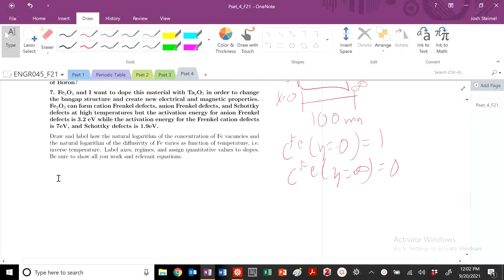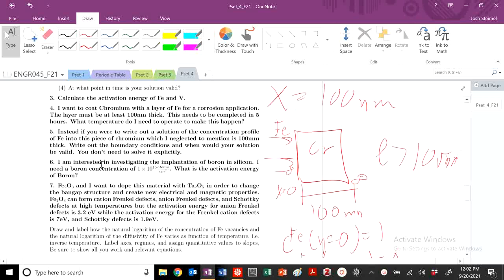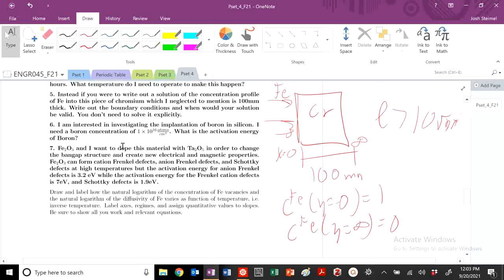Fantastic. So now let's look at my favorite problem. This will absolutely show up on an exam, so let's write it out together. I'm looking at Fe2O3. This is my host, and this Ta2O5 is my impurity.